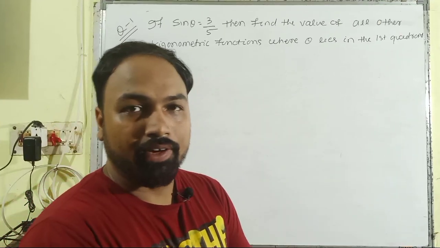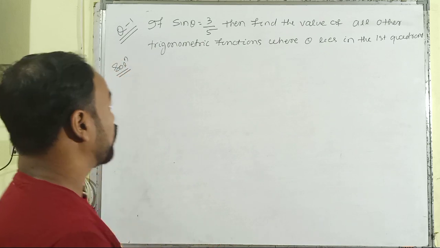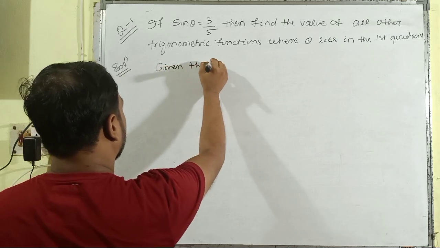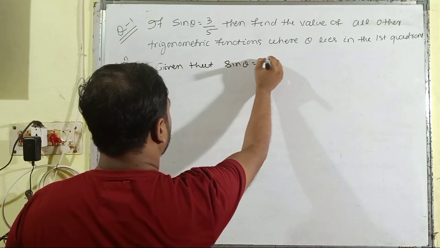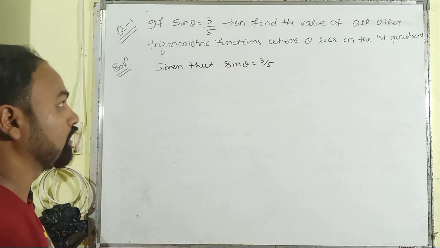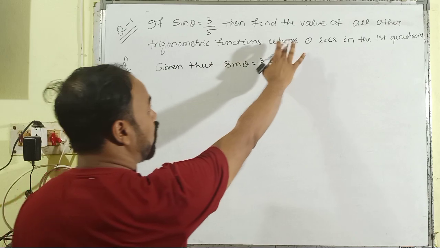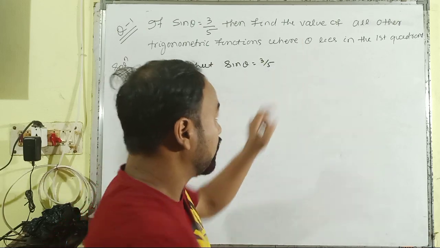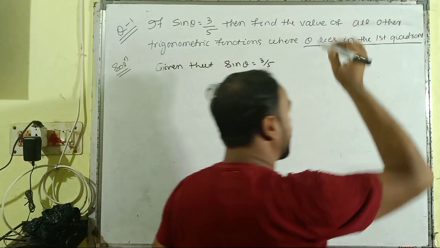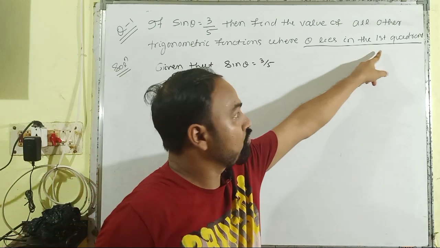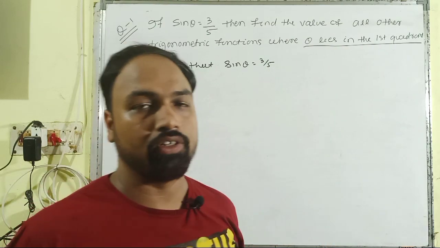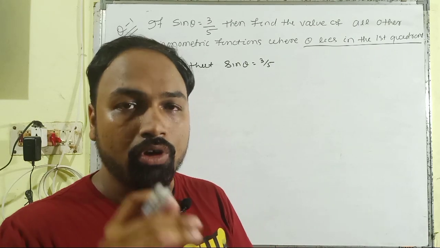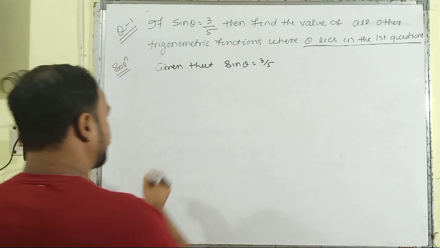So here is the first fundamental problem based upon the trigonometric identity. Let us go for it. Given that sin theta is equal to 3 by 5, we have to find the values of all other trigonometric functions, but the condition is that theta lies in the first quadrant. That means all of the 6 trigonometric functions will carry the positive sign value in the first quadrant.